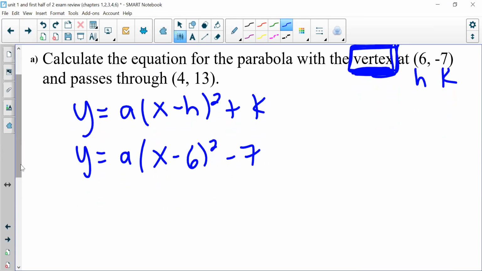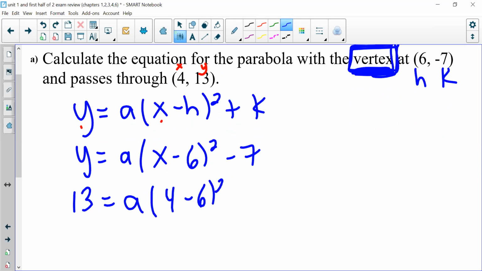So it passes through 4 and 13. What am I plugging this in for? Well, is it A? Does it tell me if it's stretched or compressed or opening up or down? No. So is it possibly an x and a y, Matthew? Yes. So I'm going to plug in 13 for y and 4 for x.